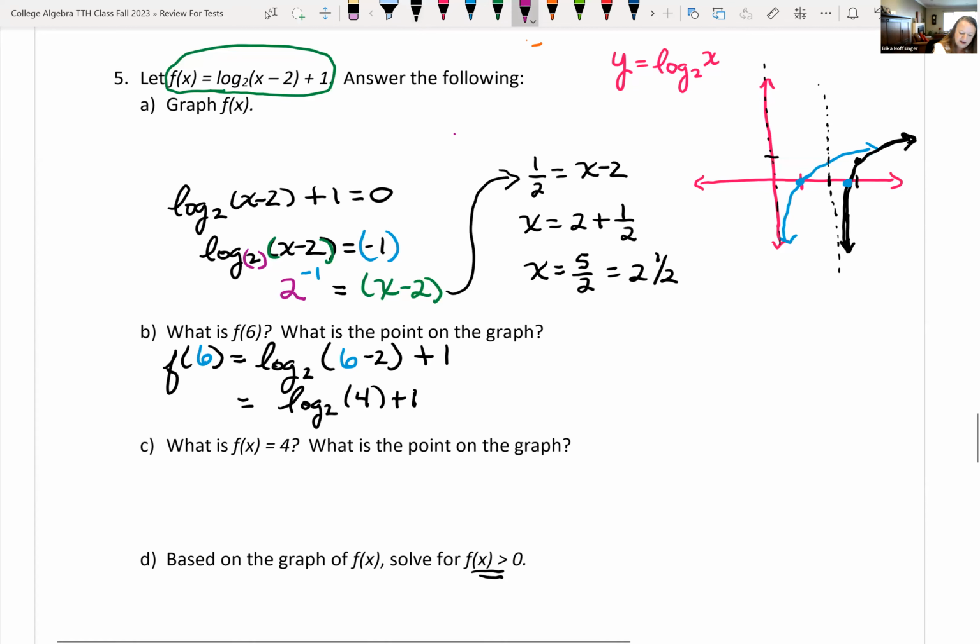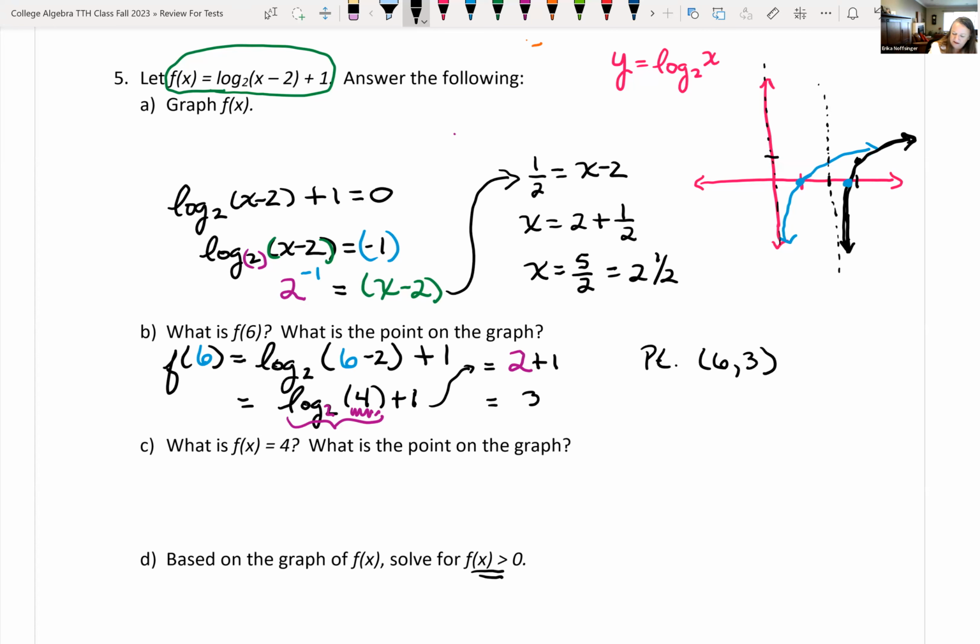So let's evaluate our log. This is saying, what am I taking my base to? What am I raising 2 to get back my argument of 4? Well, 2 squared is 4. So my exponent would be 2. Logs are just exponents. So I have 2 plus 1, which is 3. So I have a point when x is 6, y is 3.